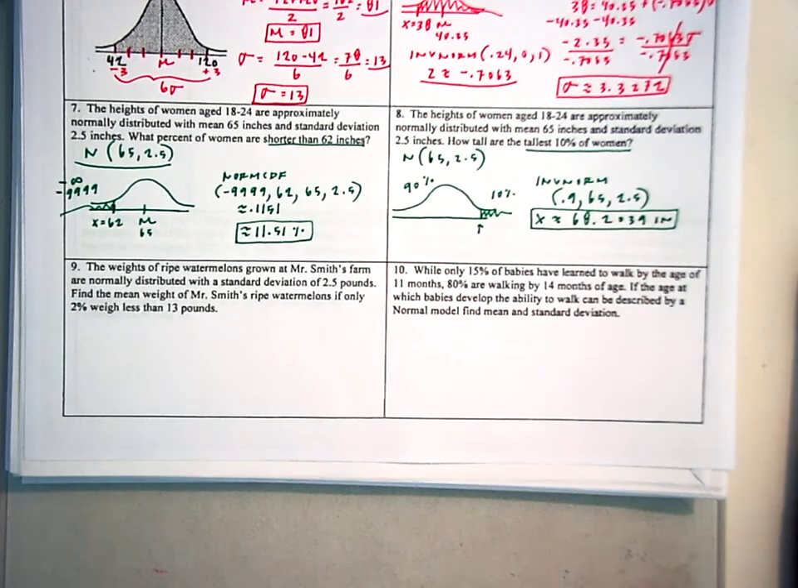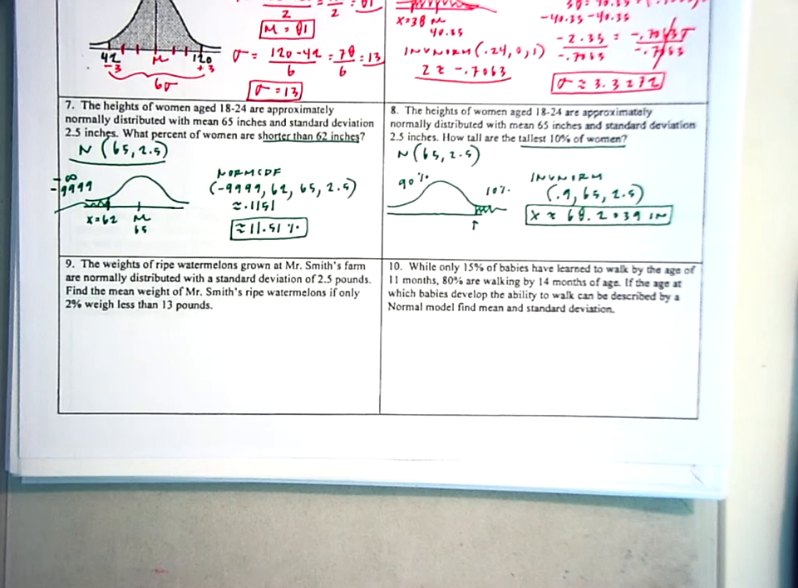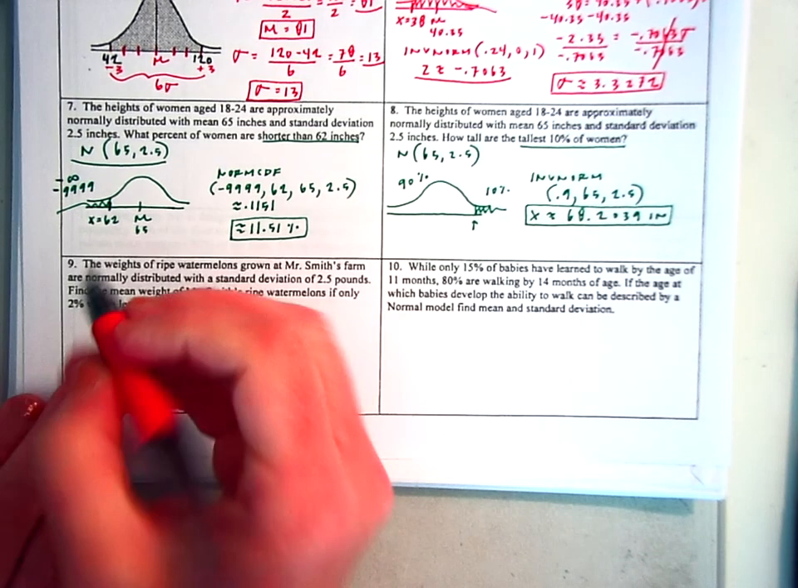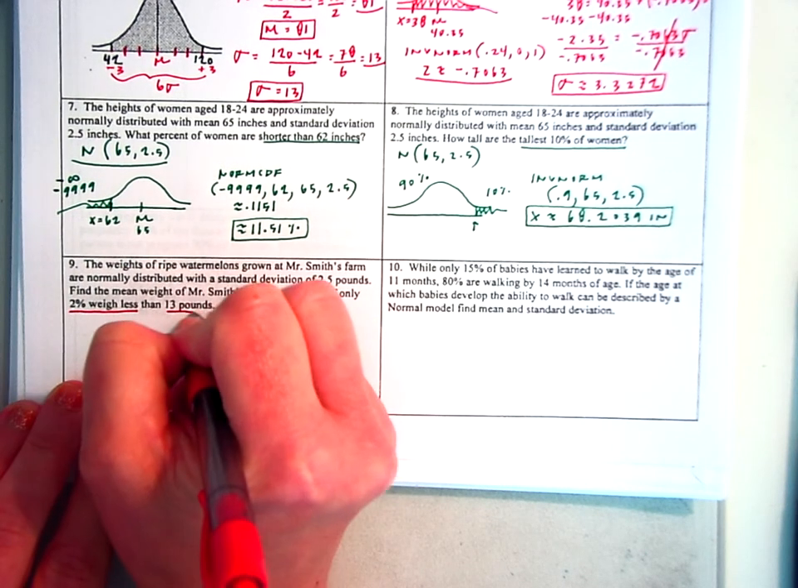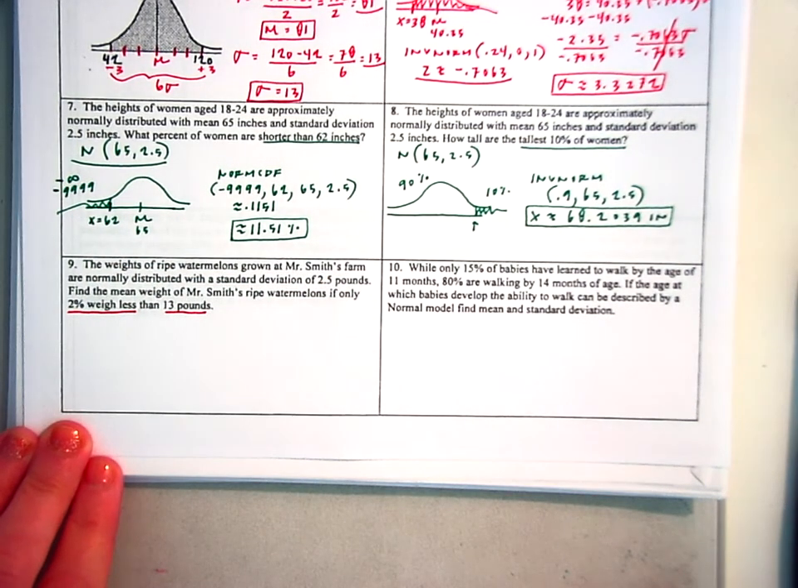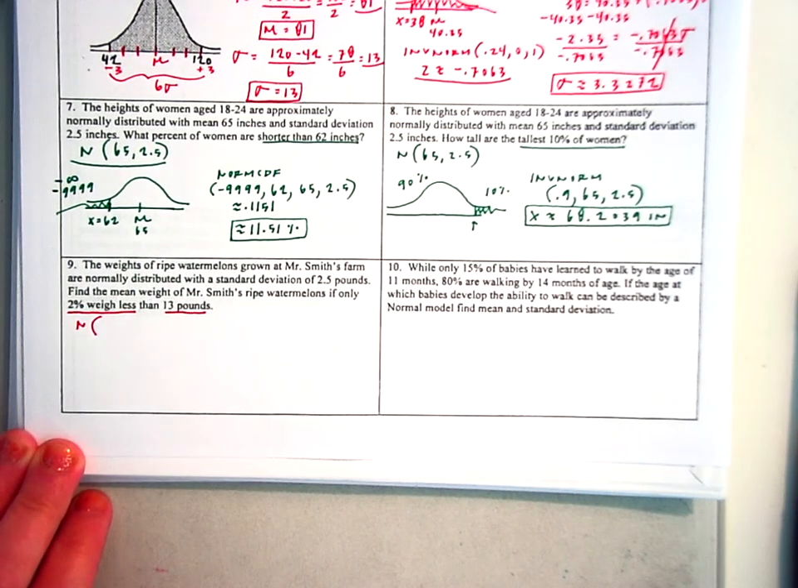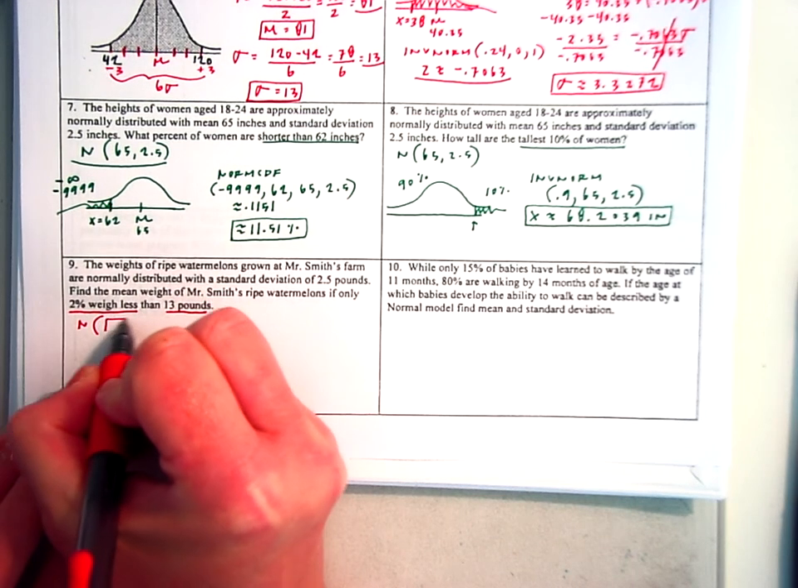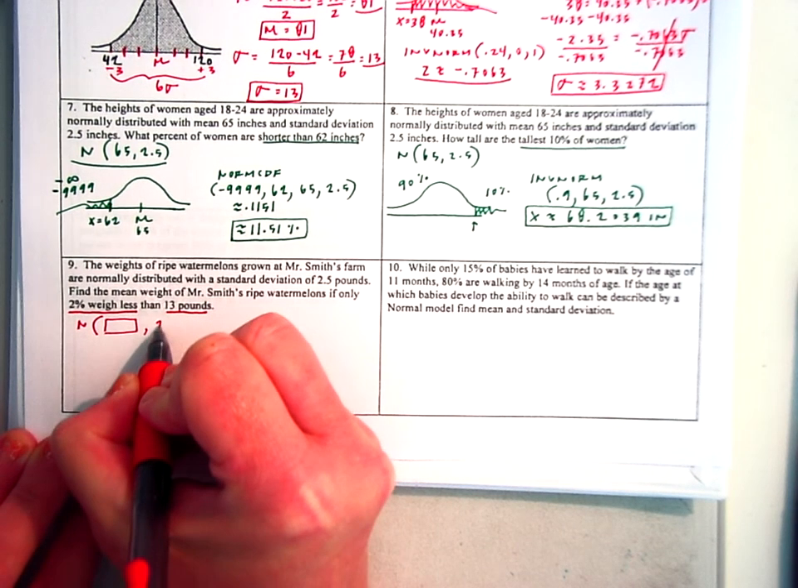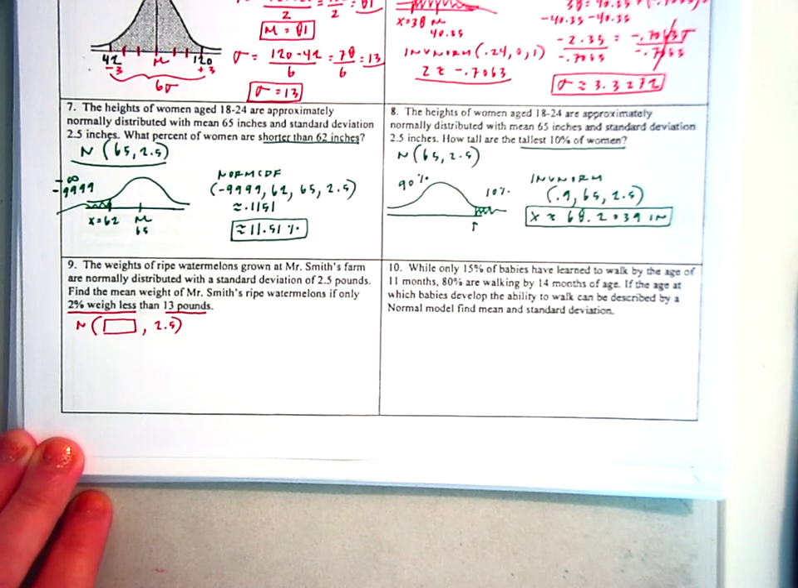Okay, next up. The weights of ripe watermelons grown at Mr. Smith's farm are normally distributed with a standard deviation of 2.5 pounds. Find the mean weight of Mr. Smith's ripe watermelons if only 2% weigh less than 13 pounds. Okay, so we know it's a normal situation. We don't know the mean. We do know the standard deviation. So this is a finding the missing parameter type question.